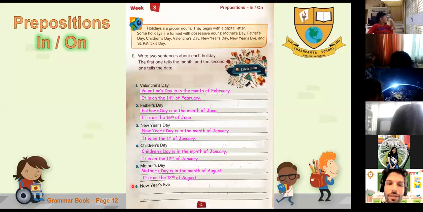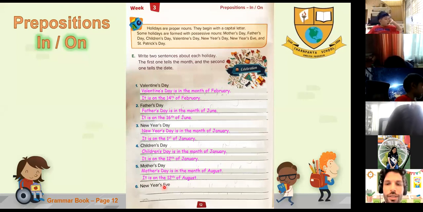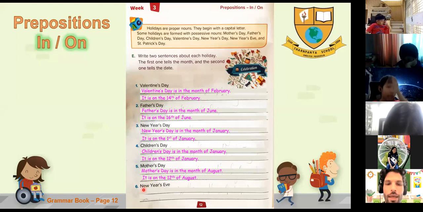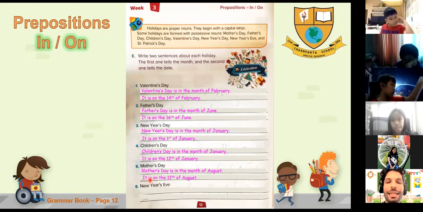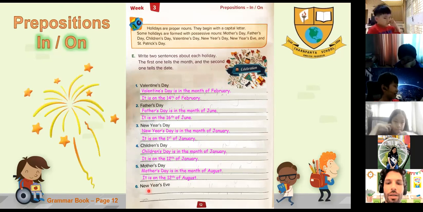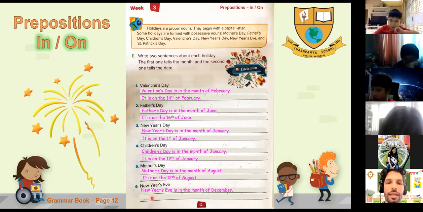Christmas Day. Again, New Year's Eve is the day before New Year. You know already the 31 days, December. Okay, very well. So how do we write the first sentence? New Year's Eve is in the month of December. It is on the 31st of December.